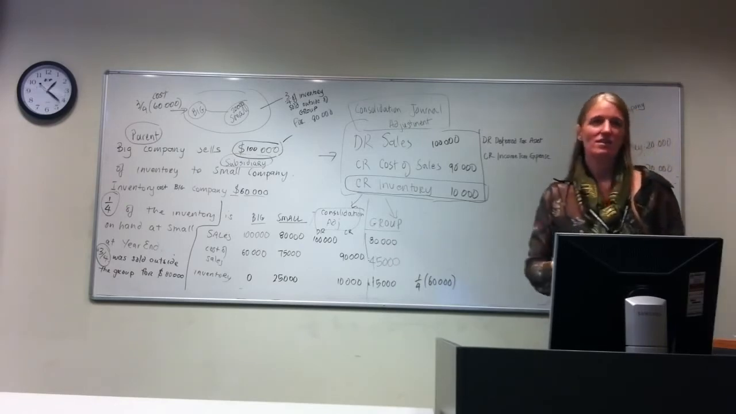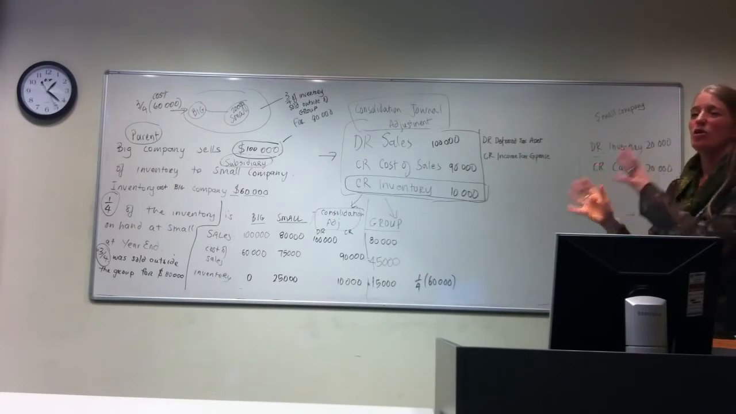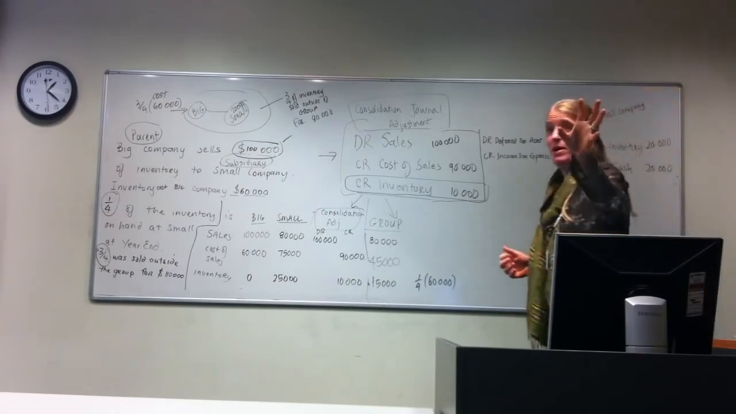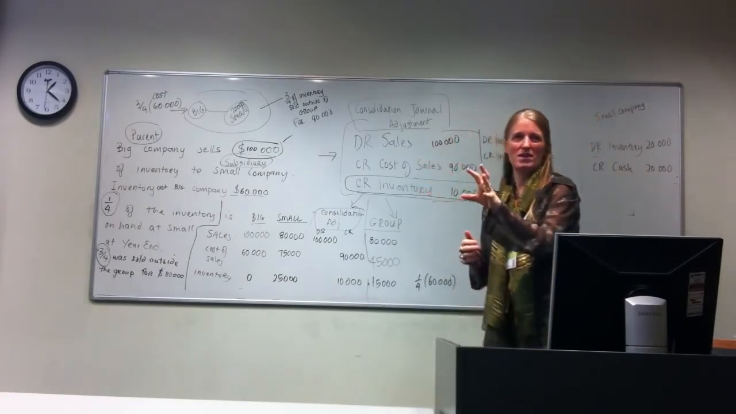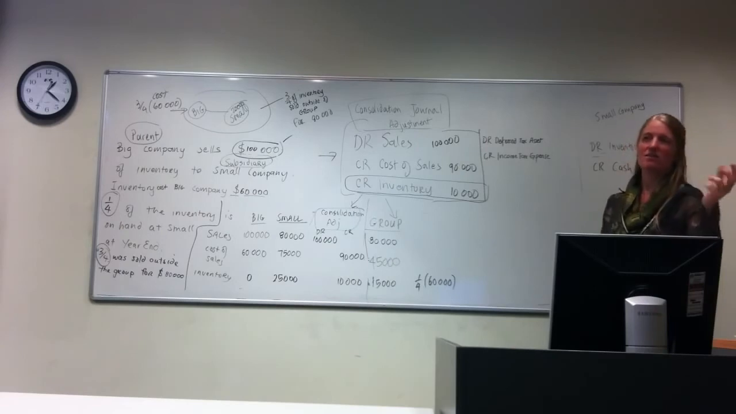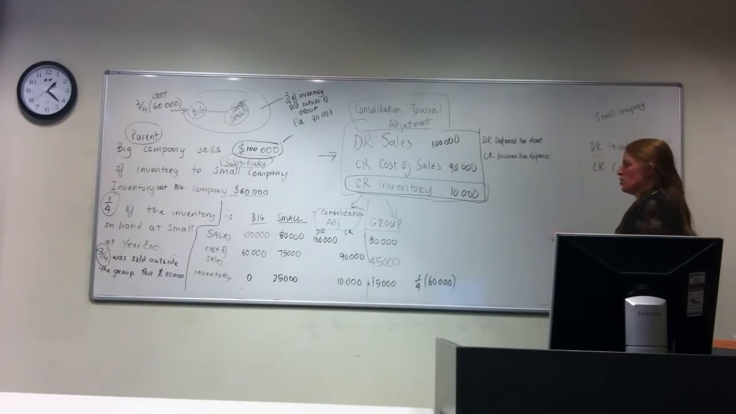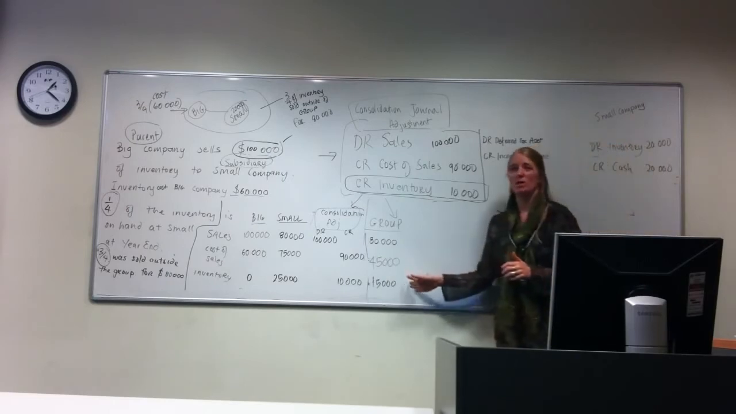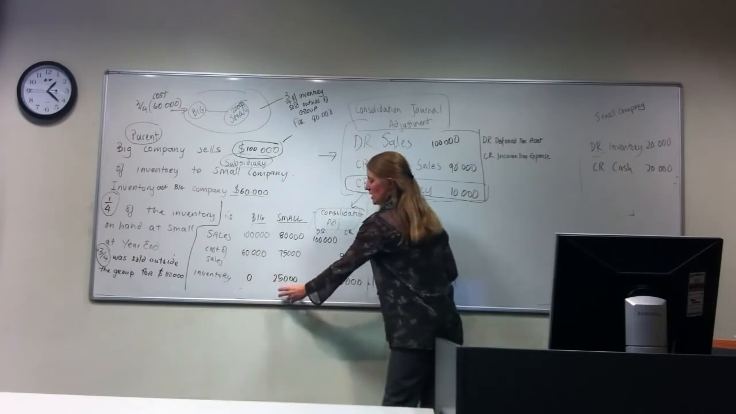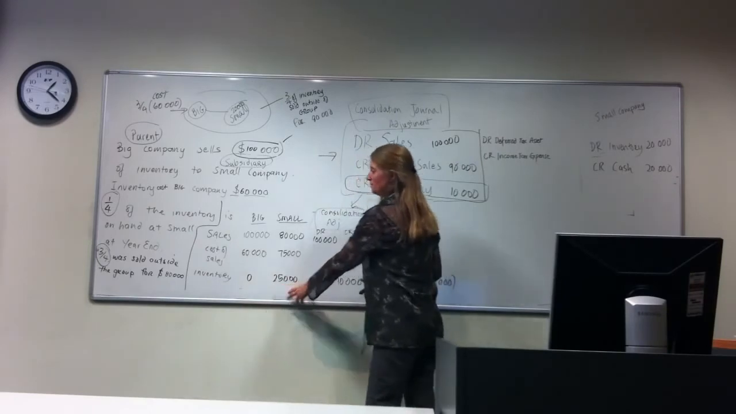Okay, the thing with tax is that the group doesn't pay the tax, right? The big company pays tax, small company pays tax. So what they do is they work out what tax big company should pay and what tax small company should pay. And from a tax point of view, we look at it: tax for big company is 20,000, tax for small company is 40.